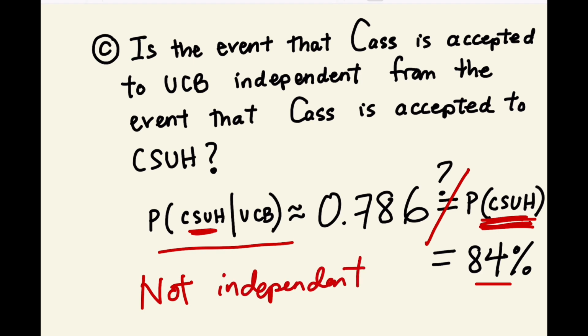So just to summarize, if the probability of A given B is not equal to the probability of A, then you know that your events A and B are not independent.